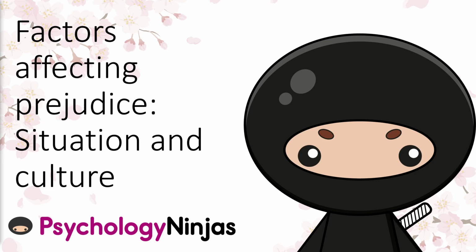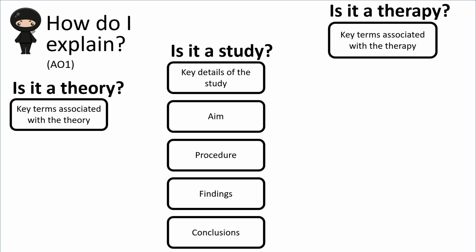Welcome to Psychology Ninjas. Today we're looking at factors affecting prejudice, specifically looking at situation and culture. So how are you going to tackle your explanation of factors? Well, we're going to think of this like we do a theory, and in order to explain our two factors, we need to explain the key terms associated with them.